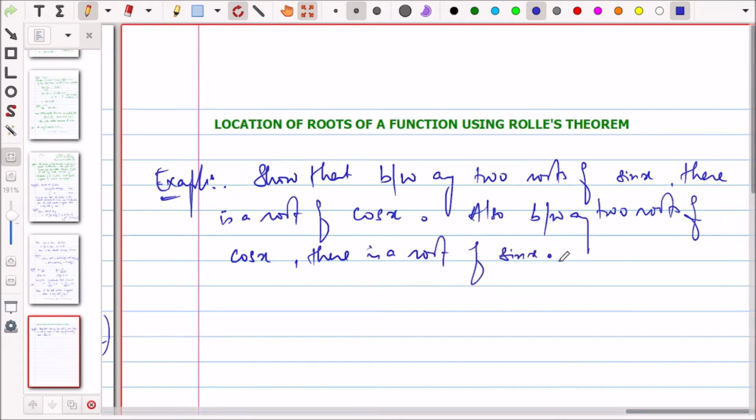sin x. So we have to show that between any two roots of sin x there is a root of cos x, and also between any two roots of cos x there is a root of sin x. So why is this happening?